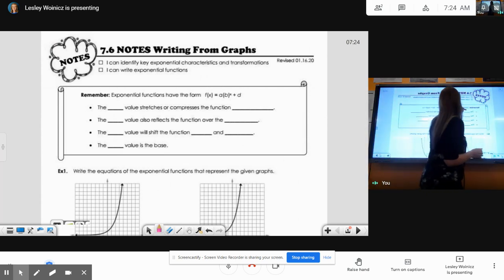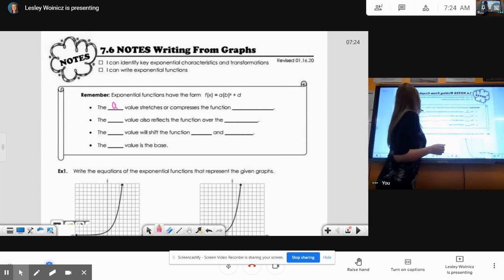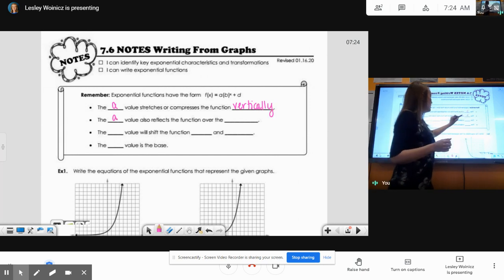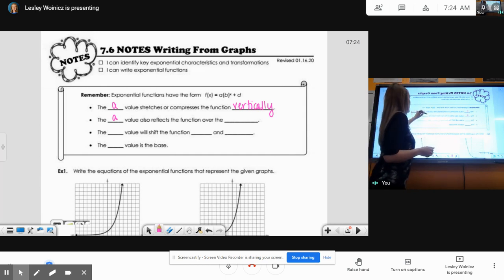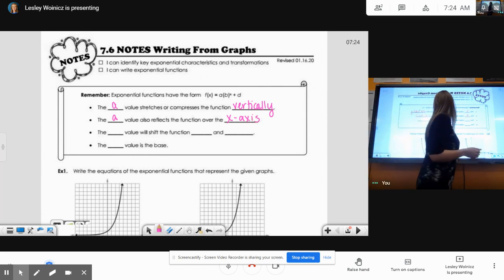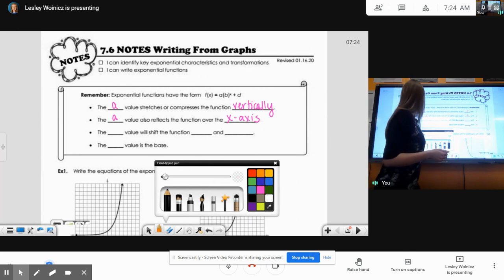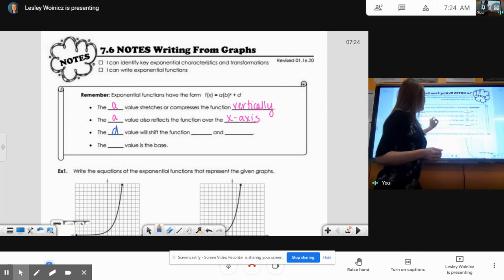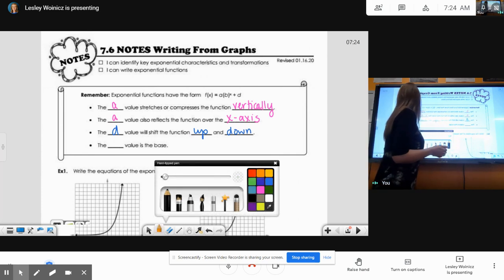We already know that the a value stretches or compresses the function vertically. And the a value is also in charge of reflecting our function over the x-axis. Our d value is going to shift the function up and down. And the b is the base.